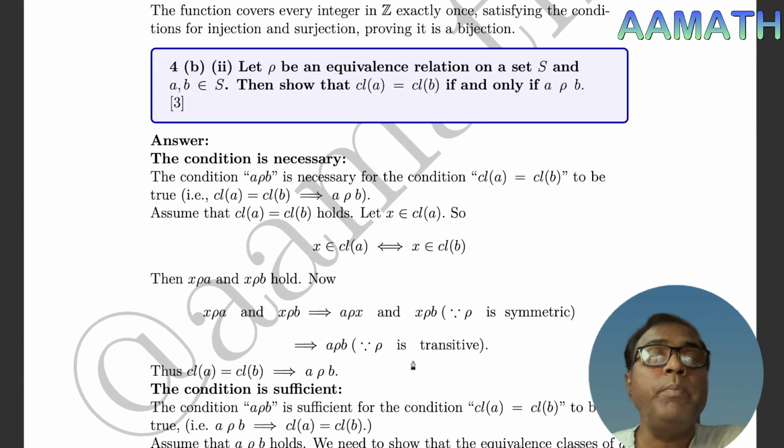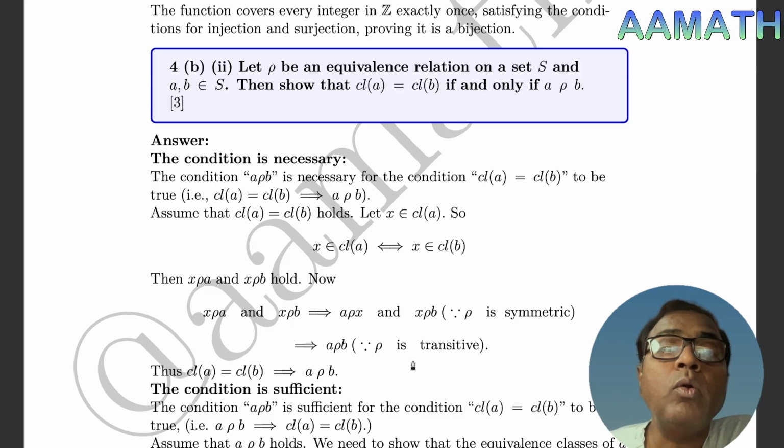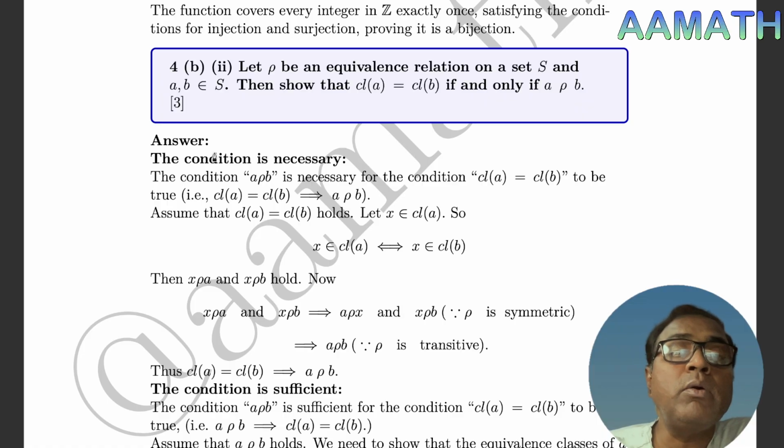Next question, 4b2. Let rho be an equivalence relation on a set S, and a, b belong to S. Then show that class a equals class b if and only if a rho b holds. Now the condition is necessary. That is, a rho b is a necessary condition for class a equal to class b to be true. That is, class a equal to class b implies a rho b.